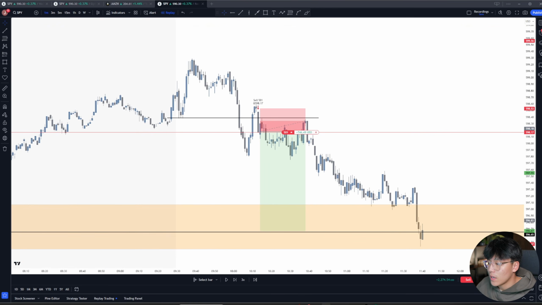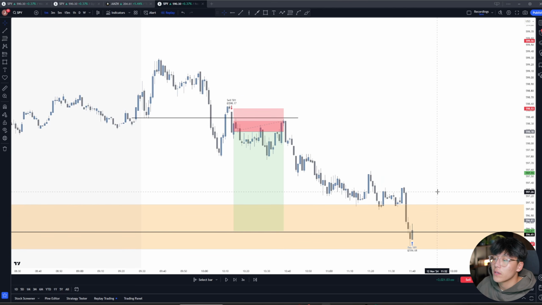And you can see right there, price ended up tapping into our higher time frame point of interest fairly nicely, where we would have ended up closing our short position because that was a higher time frame point of interest level.